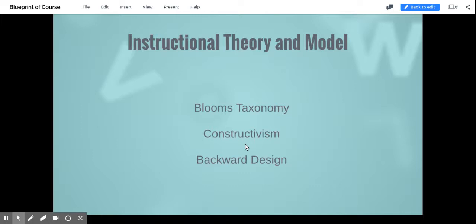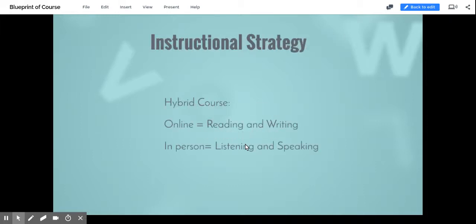In addition, there's a purpose and design for every activity. This course follows Wiggins' principles of backward design, and every activity is tied with the learning objective. This is a hybrid course.